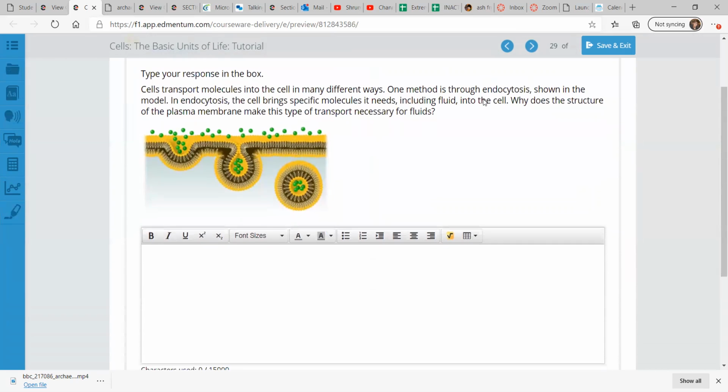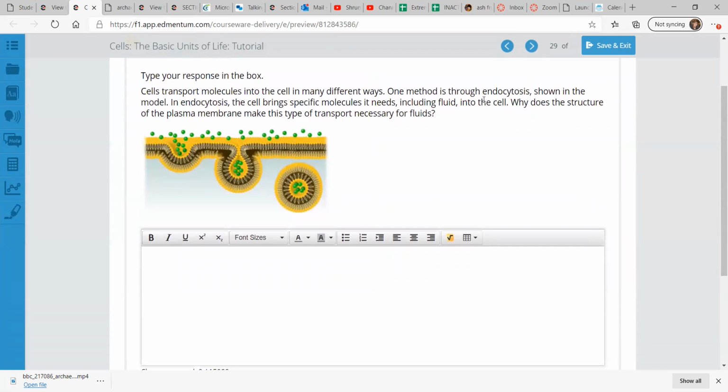So we have a question. Cells transport molecules into the cell in many different ways. One method is through endocytosis. In endocytosis, the cell brings specific molecules it needs, including fluid, into the cell. Why does the structure of the plasma membrane make this type of transport necessary for fluids?